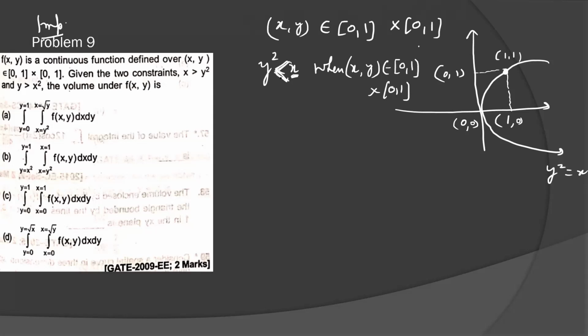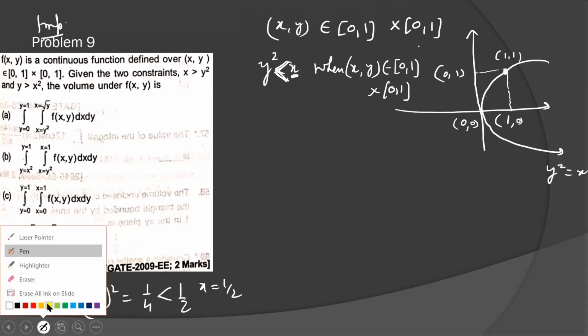Or you can also verify, if you put the value of x and y between 0 to 1, y square will be smaller than x value because the value is less than 1. If you take y equal to 1 by 2, then it will be 1 by 2 square is 1 by 4. And if you take x equal to 1 by 2 also, then it will be less than 1 by 2. It means you have to draw the region towards the x-axis.